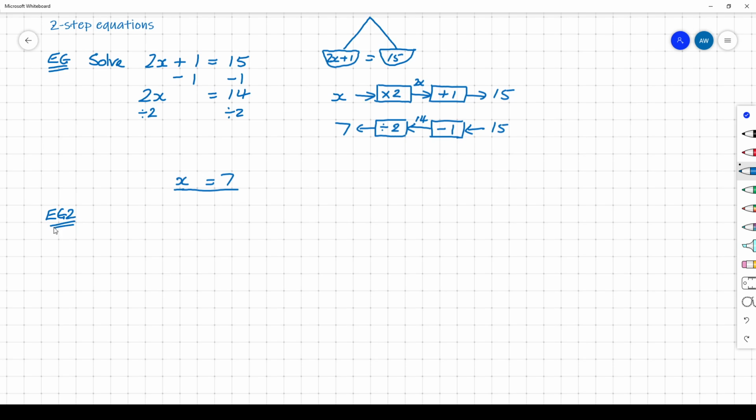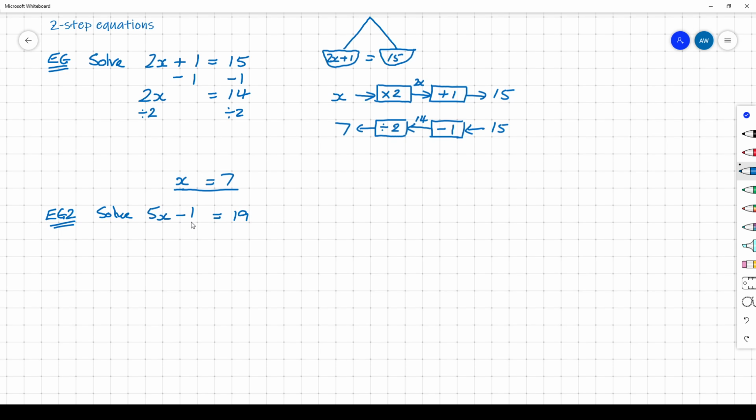Example 2. Solve 5x minus 1 equals 19. Okay, so this time we need to get rid of minus 1, and we need to get rid of multiply by 5, or we're going to transform multiply by 5. What do we get rid of first?